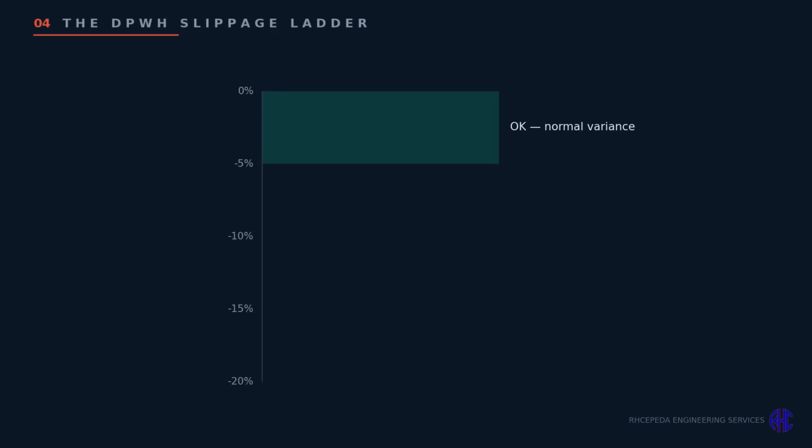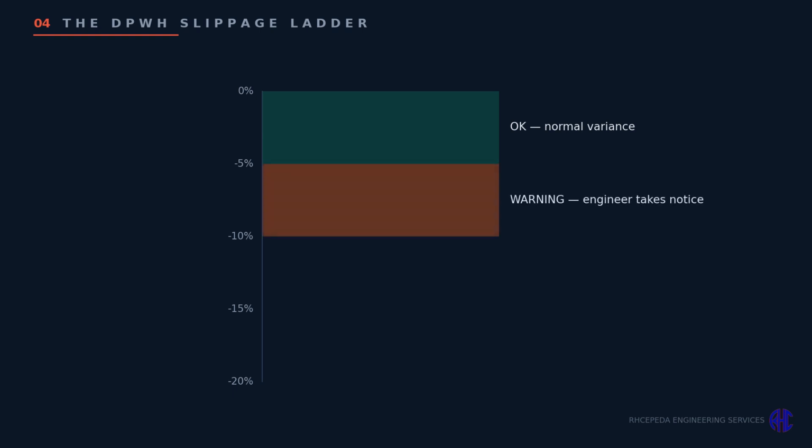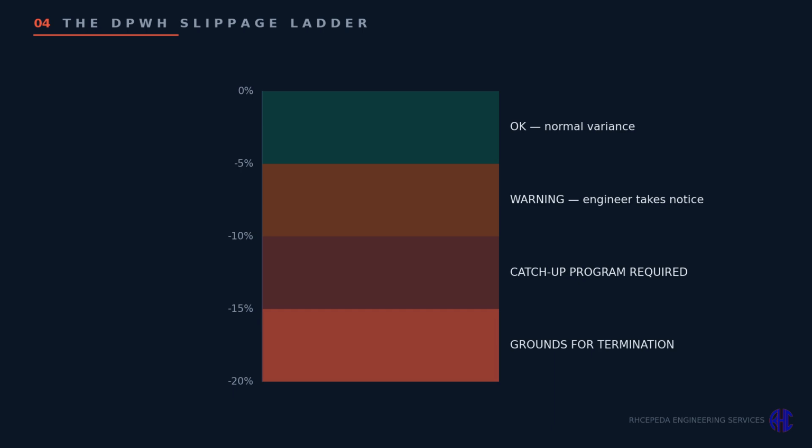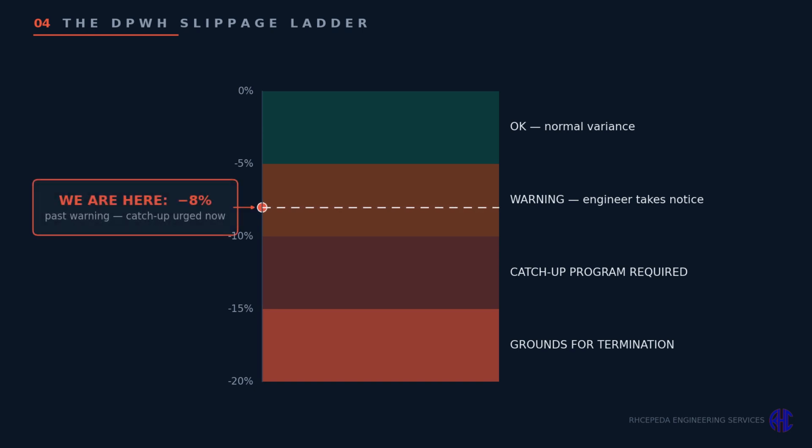DPWH grades slippage on a ladder, a simplified version of the levels used in practice. Negative 5% is a warning level, the engineer takes notice. Negative 10% requires the contractor to submit a formal catch-up program. Negative 15% or worse can be grounds for contract termination. We're sitting at negative 8%, past the warning, not yet at that mandatory trigger. The smart move is to start the catch-up program now, proactively, before negative 10 forces the issue.